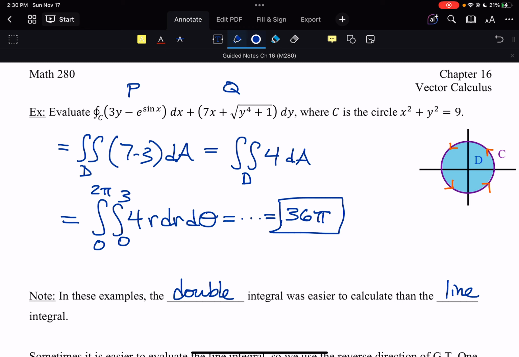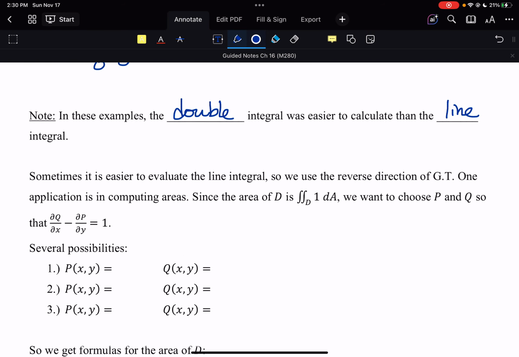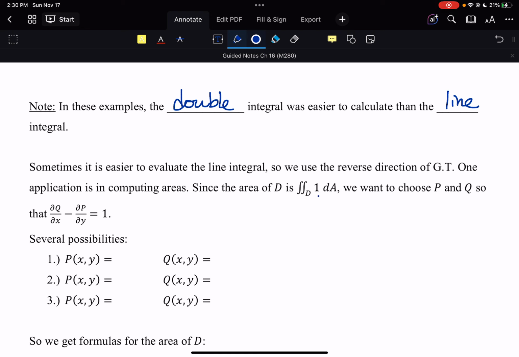Now, it will not always be the case that the double integral is simpler. Sometimes we can be presented with complicated double integrals, and maybe we actually can rewrite them using Green's theorem as a simpler line integral and use those to solve some problems. We're going to look at one such use of line integral formulas. So sometimes it is easier to evaluate the line integral, so we use the reverse direction of Green's theorem.